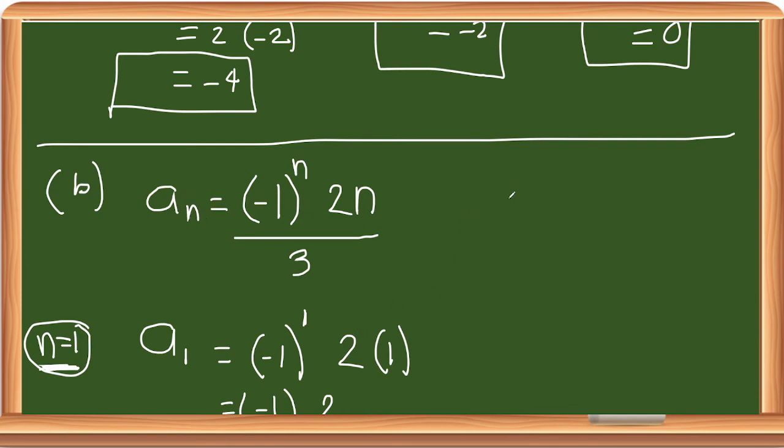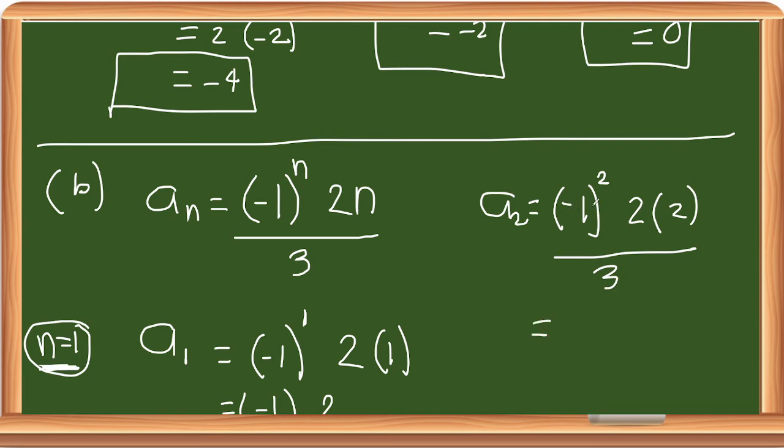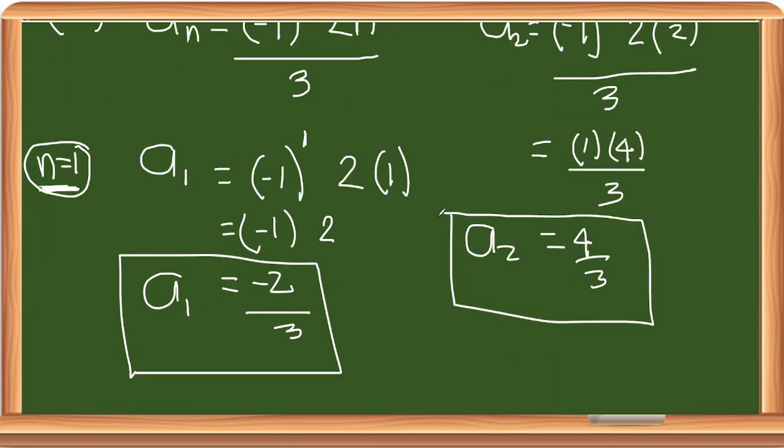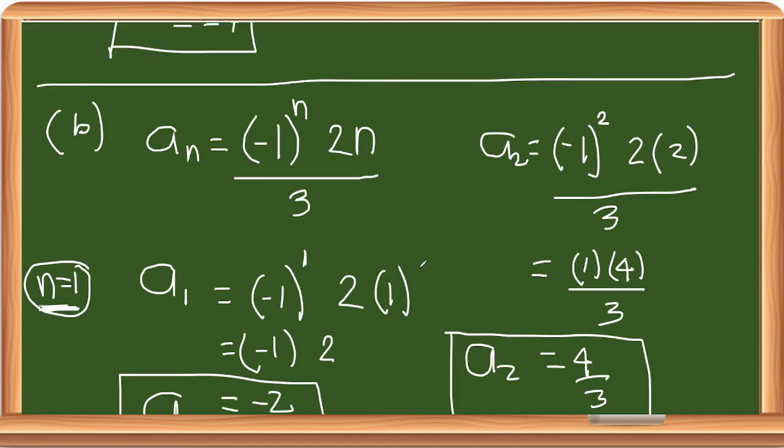Ngayon, kung a sub 2 naman, syempre, 2 naman ang gagamitin nyo. So, we have here negative 1. Ang n mo would be 2. And then 2 times yung n mo, which is 2, over 3. So, this becomes positive dahil yung exponent niya is even. So, that is 1 times, 2 times 2 is 4. So, that is 1 times 4 over 3. And what is 1 times 4 over 3? That is 4 over 3. So that is your second term. Okay po? Malinaw na? Malinaw na kung paano nakuha yon?